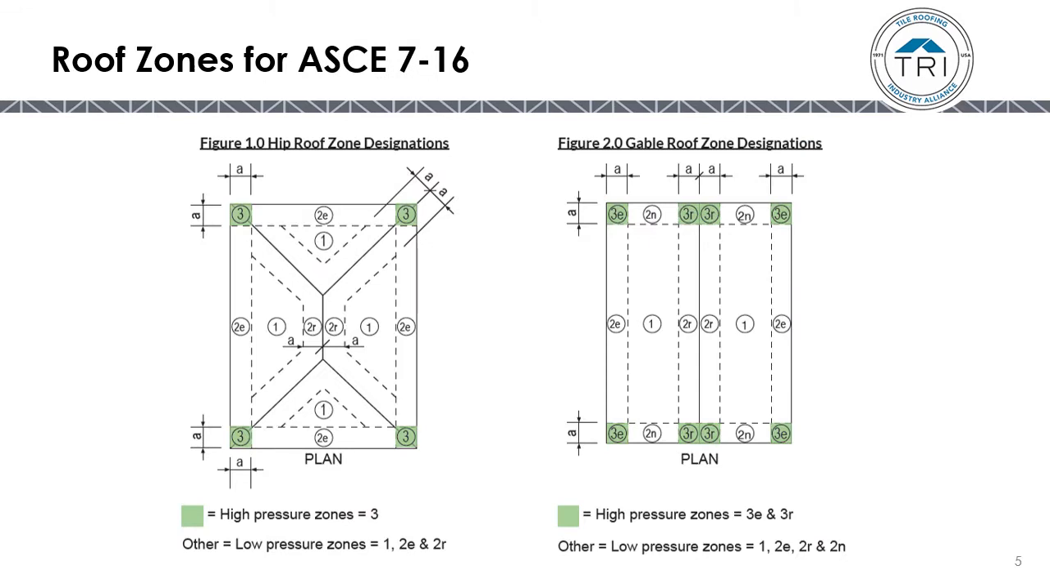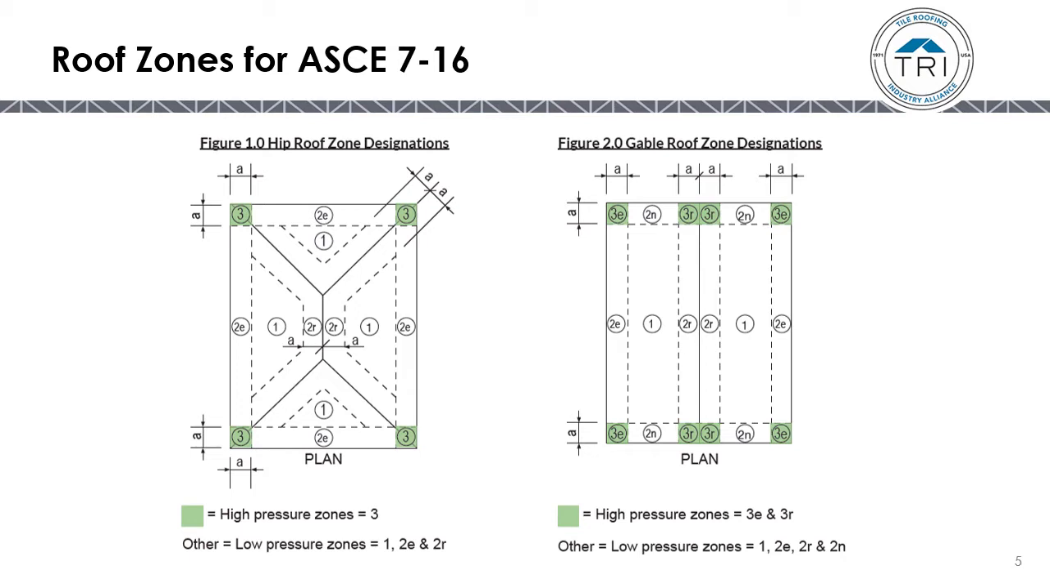Let's look at the roof zones for ASCE 7-16. In figure 1, hip roof, you'll see 4 different zones: zone 1, zone 2E, zone 2R, and zone 3. In figure 2, gable roofs, you'll see 6 distinct zones. In the manual, they have divided these zones into either a low pressure zone or a high pressure zone.